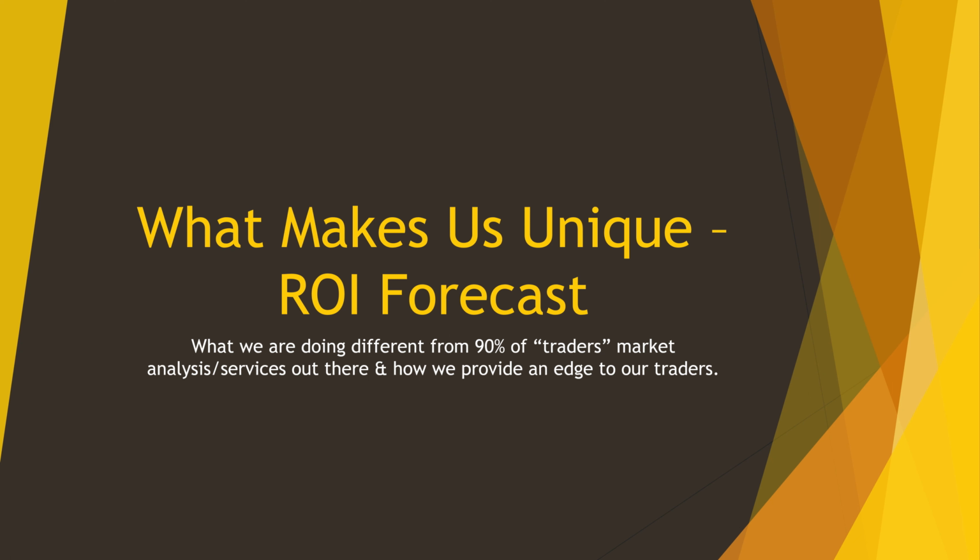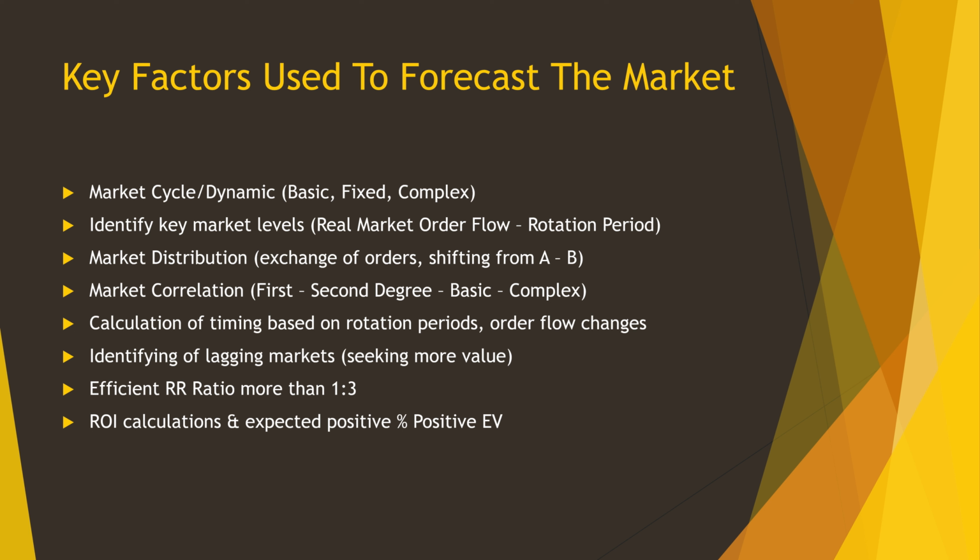So here we go. Firstly, we will see the key factors that we use to forecast the market, and we are using multiple ones. The biggest mistake most traders make is that they just look at one or two instruments and make decisions, which is the wrong way of executing things. So first of all, we are determining the market cycle and dynamic. Sometimes it's basic, sometimes it's fixed, and sometimes it's complex. This requires experience and skills to be able to identify, and that's why we have the service and we are unique.